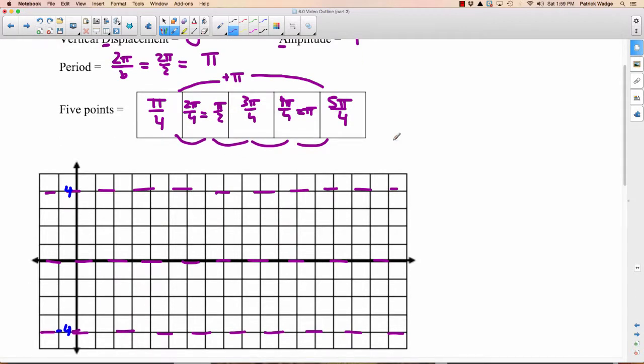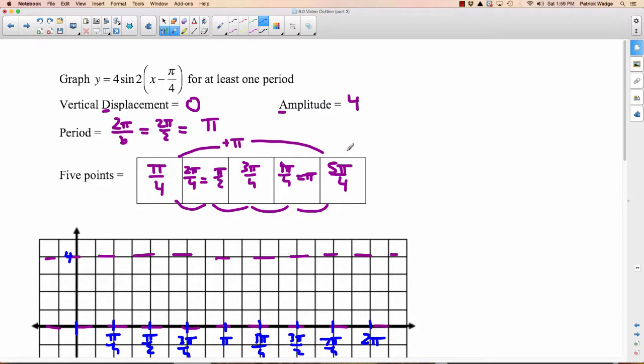Okay, so let's put these points on our graph. I think I'll go 2 steps. So this is pi over 4, pi over 2, 3 pi over 4, pi, 5 pi over 4. Could keep going. Next would be 6 pi over 4, which is 3 pi over 2. Next would be 7 pi over 4. And next would be 8 pi over 4, which is 2 pi. That's a nice place to stop.